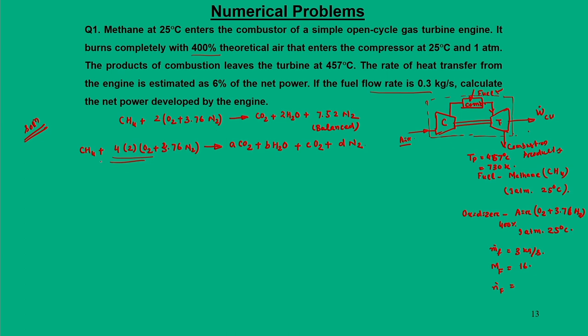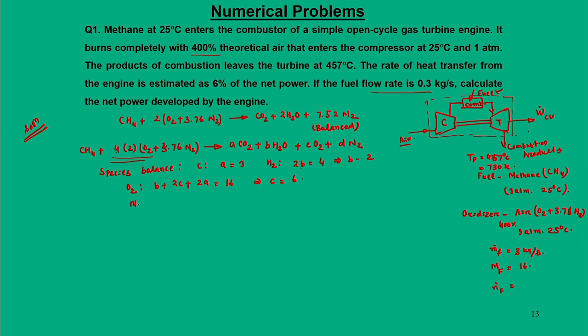Now, we have to make the mass balance, or species balance. By doing this for carbon, we say A is equal to 1. For hydrogen, twice B is equal to 4, so B is equal to 2. For oxygen, we can write B plus twice C plus twice A is equal to 16, that is 4 into 2 into 2. So, we know B and A, and this will give you C is equal to 6.